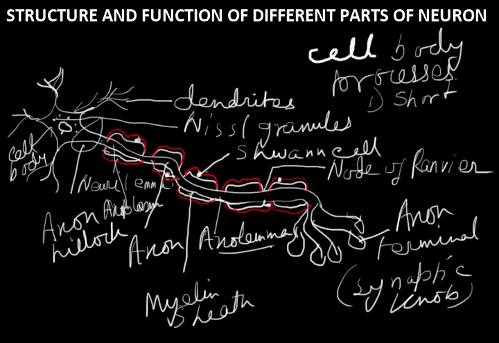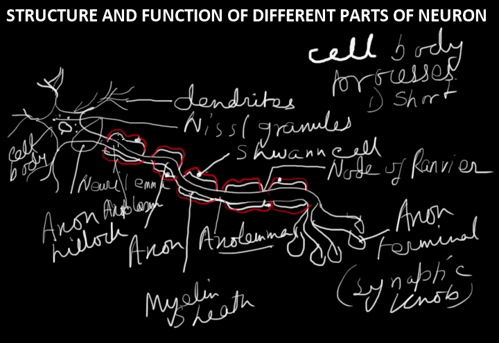And the axon is further covered by the myelin sheath, a type of fatty structure, and this myelin sheath is formed from the Schwann cell. As you see, these are the Schwann cells over the myelin sheath, and the outermost covering of the myelin sheath is known as neurolemma. The outermost covering, in red color, is the neurolemma.